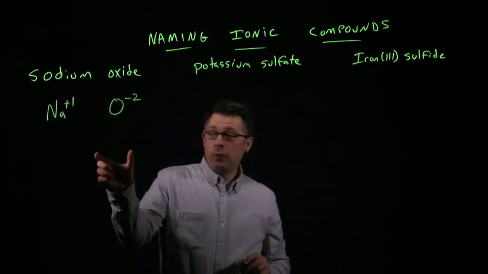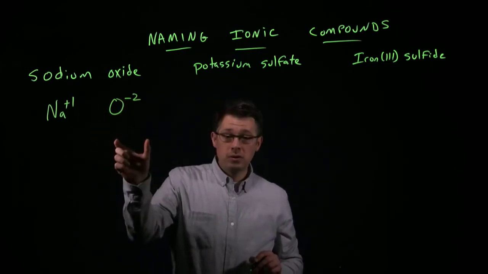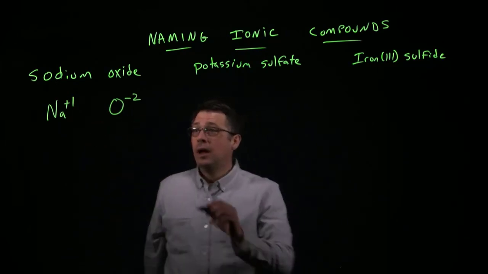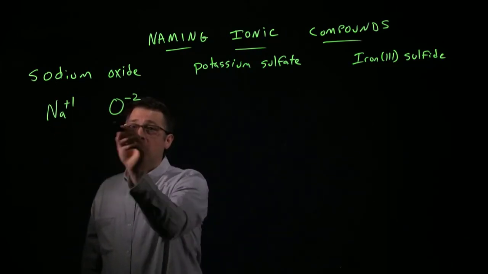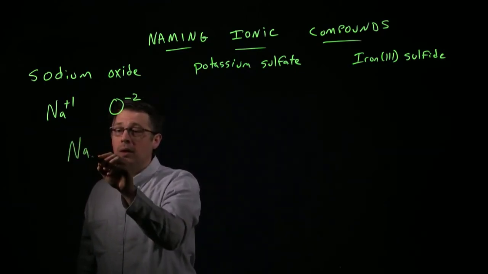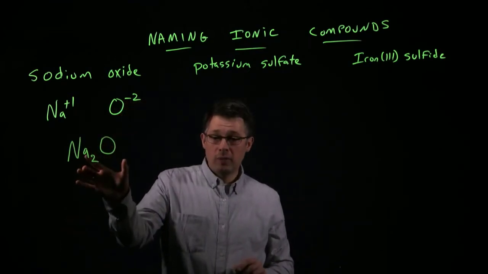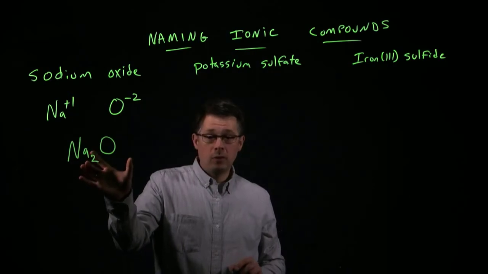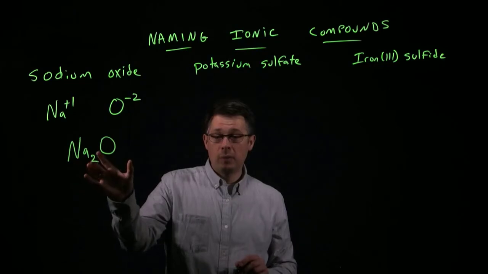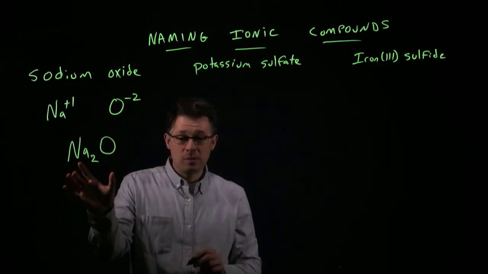Now, when we write these formulas from the name, we have to make sure that they have a neutral charge, and that means all the positives are countered with the negatives. And so we know that this is +1 and this is -2, so we're going to need 2 of these. So the formula is Na2O. We always make sure that we have the lowest numbers and that this is a neutral compound. And we call that a formula unit, and it's very similar to an empirical formula. So we would never write Na4O2, we want the lowest numbers possible.